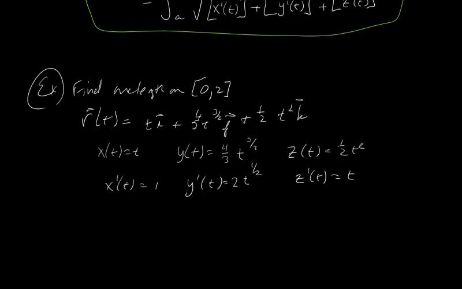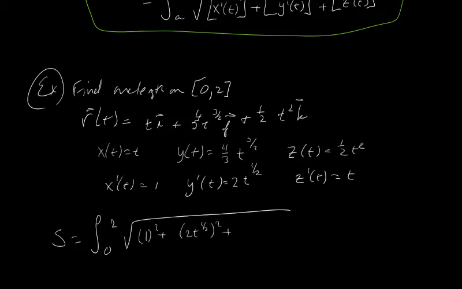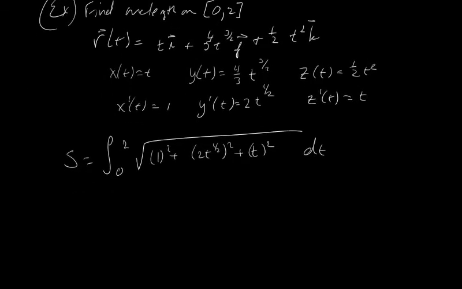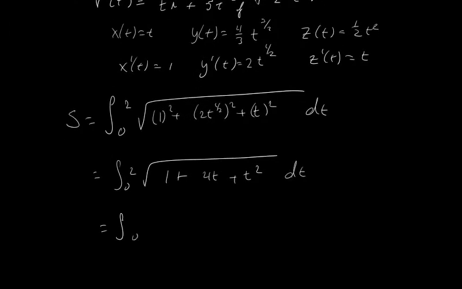Then the arc length is the integral from 0 to 2 of the square root of 1 squared plus 2t to the 1/2 squared plus t squared dt. So that's the integral from 0 to 2 of the square root of 1 plus 4t plus t squared dt, because 2t to the 1/2 squared is 4t. I'm going to rewrite these in descending power order so that we can complete the square: t squared plus 4t plus 1 dt.